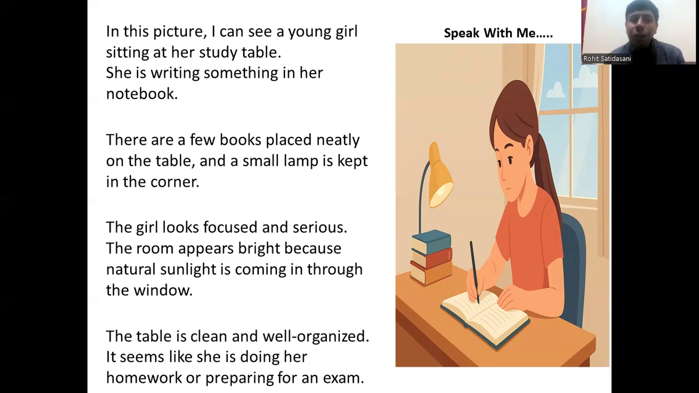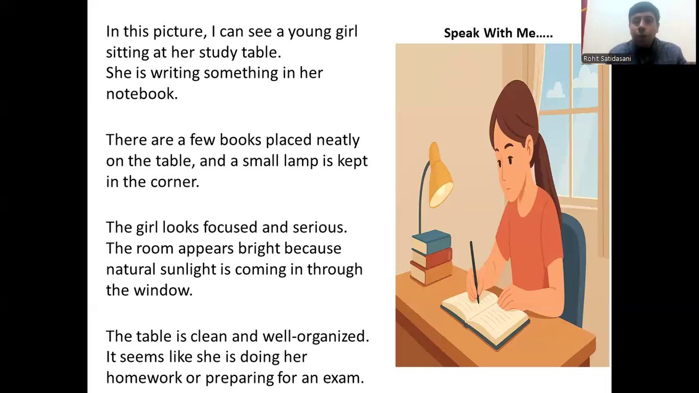There are a few books placed neatly on the table. Now you see the table again. Zoom your eyes and check the table. The table is very neat and clean and organized. The books are kept one over the other at the side. And a small lamp is placed in the corner. Color of the lamp? Yellow. Right, you can add that also.